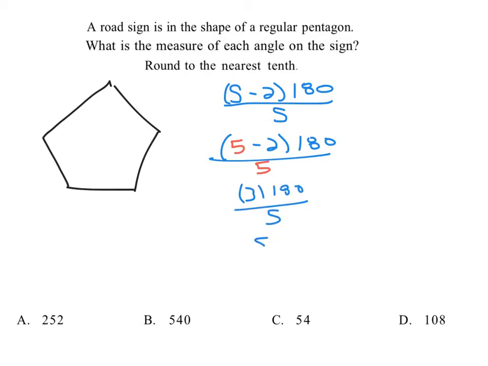divided by 5, or 540 divided by 5, or 108. In a pentagon, a regular pentagon, every interior angle measures 108. There you go.